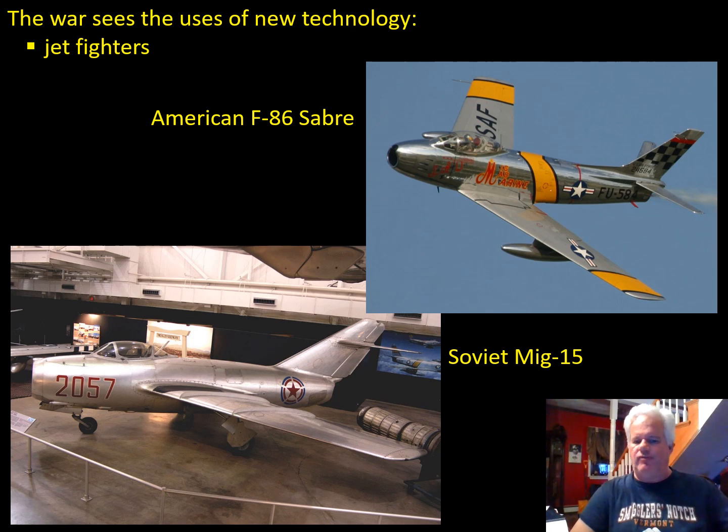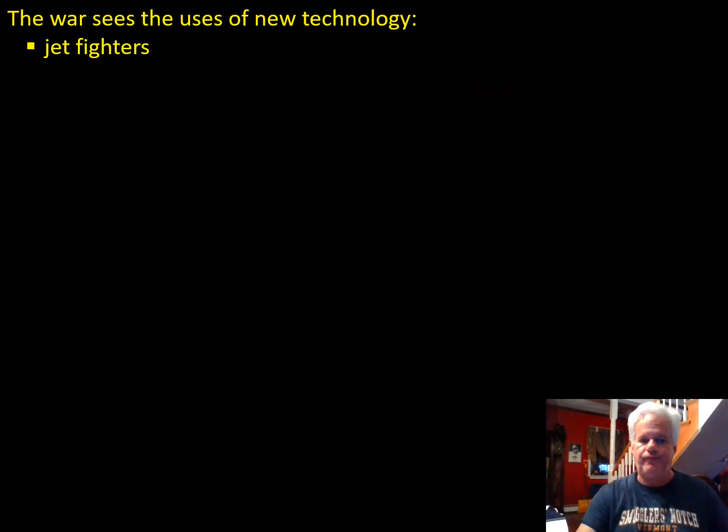The Soviets gave them to the Chinese, sold them to the Chinese and to the North Koreans. So the Chinese actually had these MiG-15s. So we saw a lot of dogfights in the air between the MiG-15s and the F-86 Sabres.